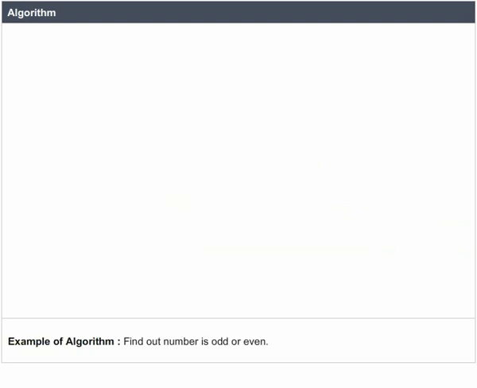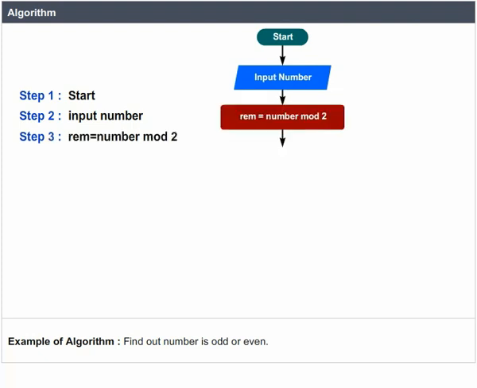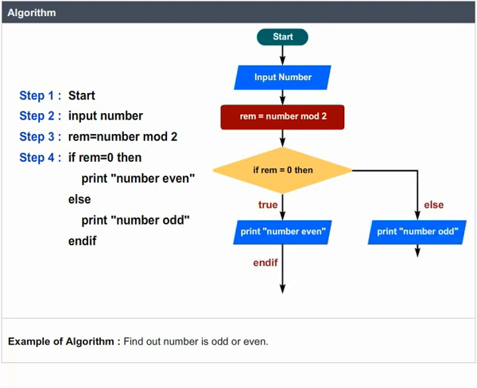Example of algorithm: find out if a number is odd or even. Step 1. Start. Step 2. Input number. Step 3. Remainder equals number mod 2. Step 4. If remainder equals 0, then print number even. Else, print number odd. End if. Step 5. Stop.